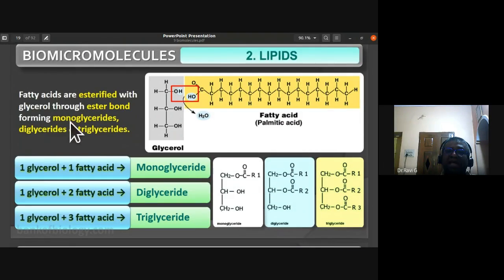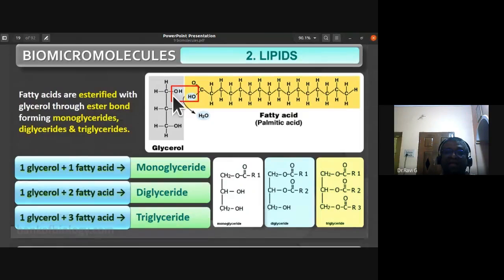Now the fatty acids are esterified with glycerol through an ester bond. You should remember this ester bond. There is a loss of water and a formation of an ester bond to form monoglycerides. If only one hydroxyl group has a fatty acid, we call it a monoglyceride. If one glycerol has two fatty acids, we call it a diglyceride. One glycerol having three fatty acids, we call it a triglyceride.